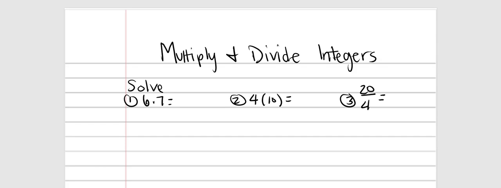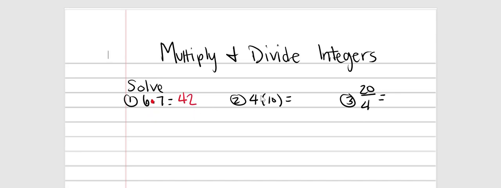Okay, today we're going to be talking about multiplying and dividing integers. So let's just talk about multiplying and dividing in general. In the examples below, problem 1 has a dot in between the 6 and the 7. That dot represents multiplication. So 6 times 7 is 42.